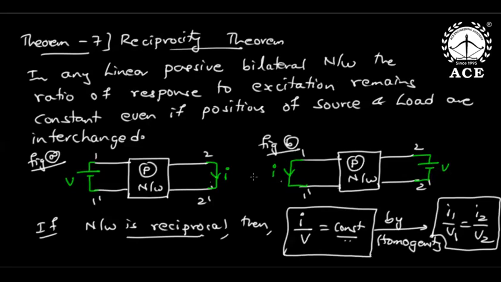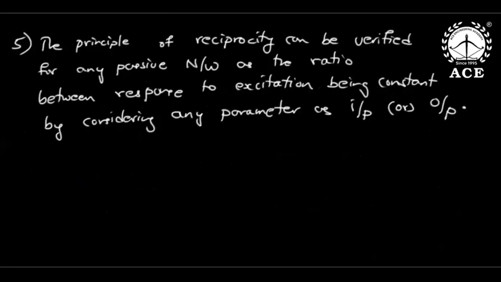That is very interesting. On the left side you take voltage as excitation, current as response. On the right side you can take current as excitation and find voltage as response. Even then the ratios will be the same. That is a very interesting concept that you have to understand, even this fifth part. So now, first question.